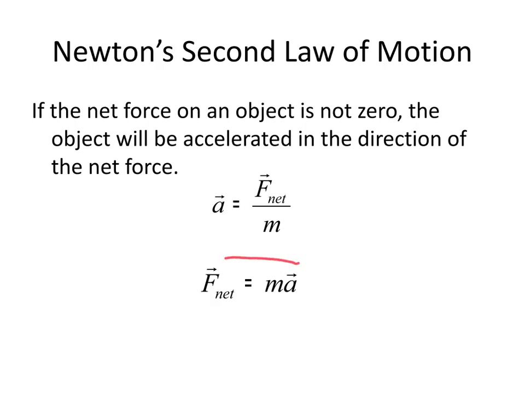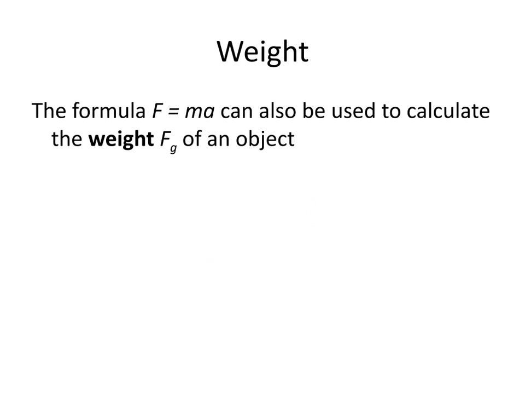This is a very common way to write Newton's second law equation as well. All we've done is rearranged the equation that we wrote down earlier. So net force is equal to mass times acceleration. We can use this formula to find an object's weight as well. You recall that the weight of an object is the force of gravity exerted on an object by a planet or a moon or some other large body.